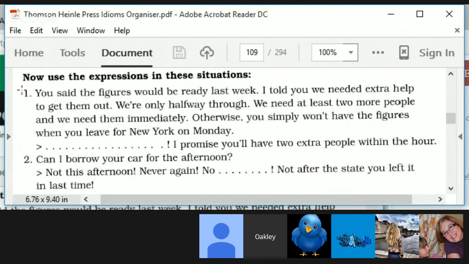All right, Mustafa, put on your reading glasses. Go ahead. You said the figures would be ready last week. I told you we needed extra help to get them out. We're only halfway through. We need at least 2 more people and we need them immediately. Otherwise, you simply won't have the figures when you leave for New York on Monday. Point taken. I promise you will have 2 extra people within the hour.